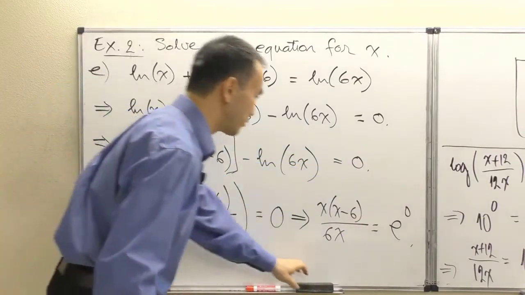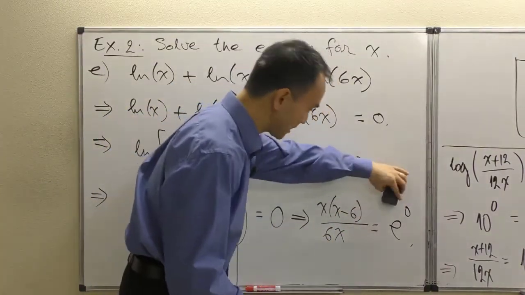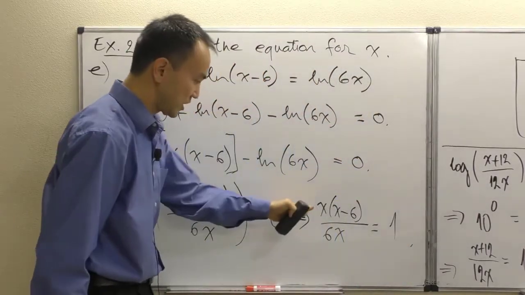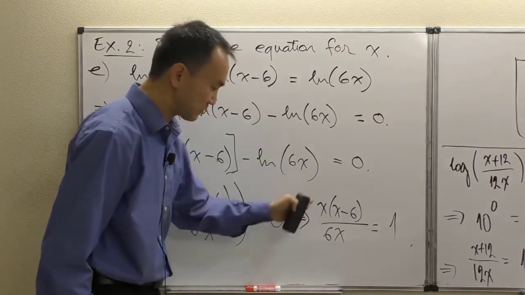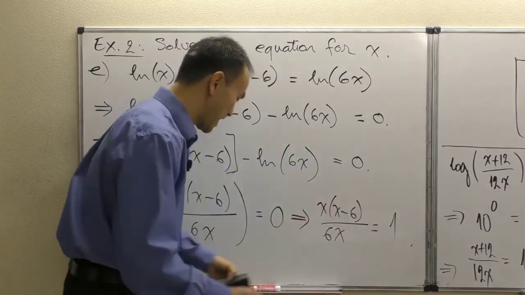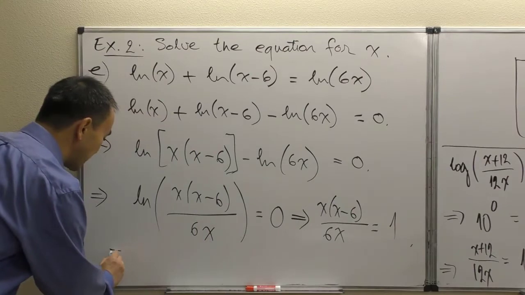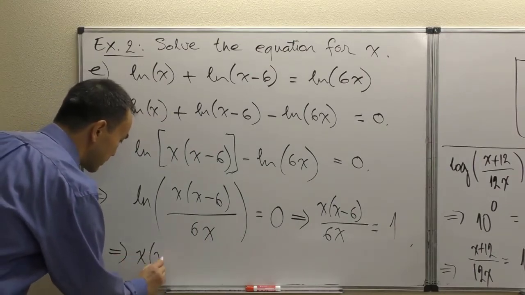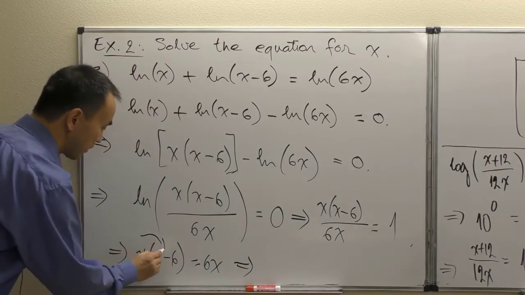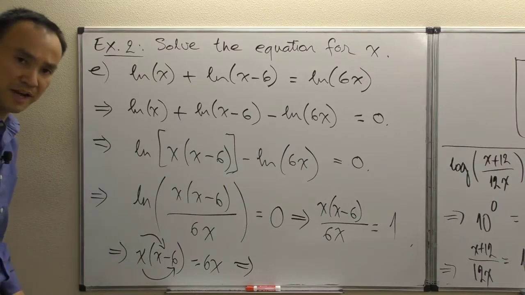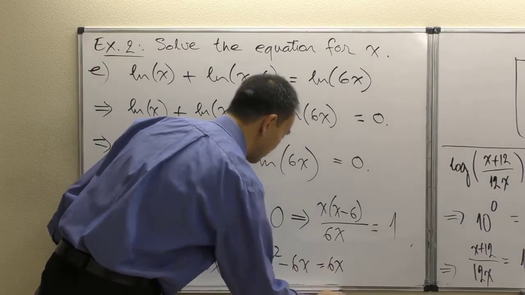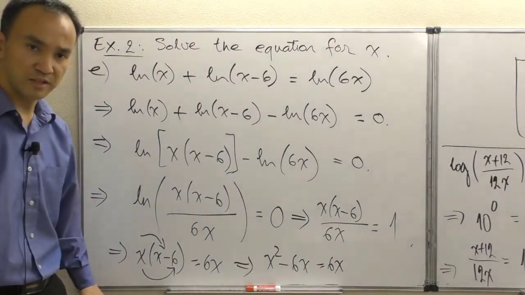So now my equation really is, to save myself some board space, allow me to just write that. Tentatively this is the next step: x times x minus 6 over 6x equals 1. I'm still not going to cancel this. I'm going to multiply both sides by 6x. That leaves me, in my next step, x times x minus 6 equals 6x. Then I'm going to distribute out my x, and that gives me x squared minus 6x equals 6x.